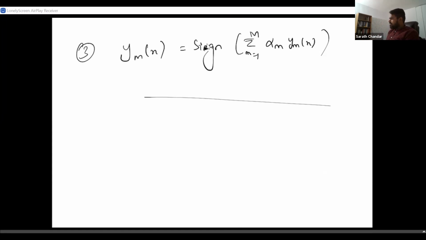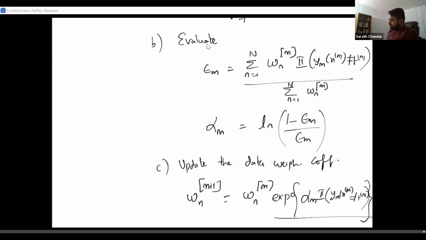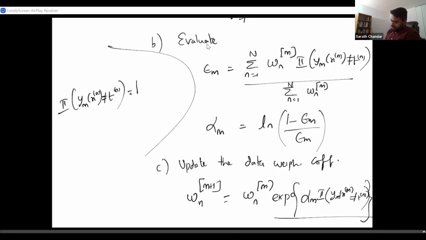So what is the indicator? The indicator function is just a function which is equal to 1 if the condition y_m(x_n) is not equal to t_n is true, and it is 0 otherwise. So when I say indicator of a condition, whenever the condition is true, it's 1, and otherwise it's 0.